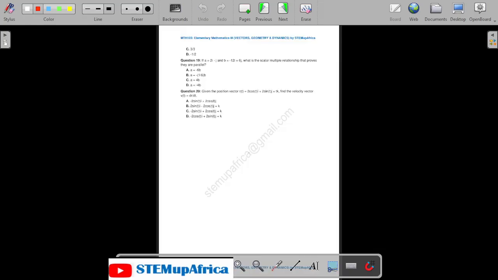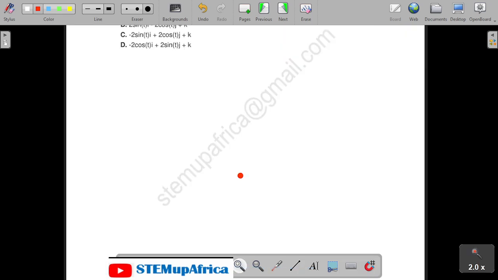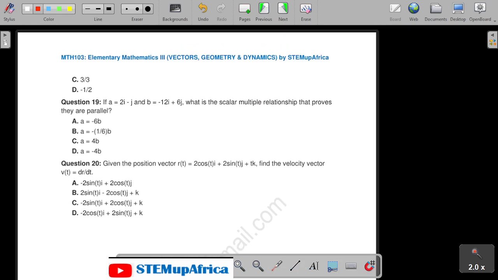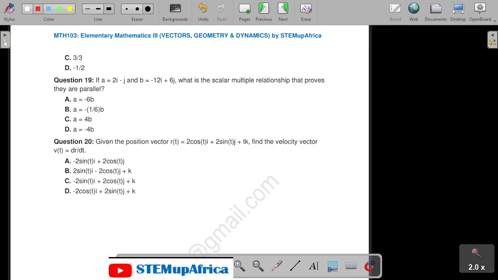Number 19. Let's see what we have there. Number 19. The question says, if vector A is Z, vector B is Z, what is the scalar multiplication of A and B that proves they are parallel?